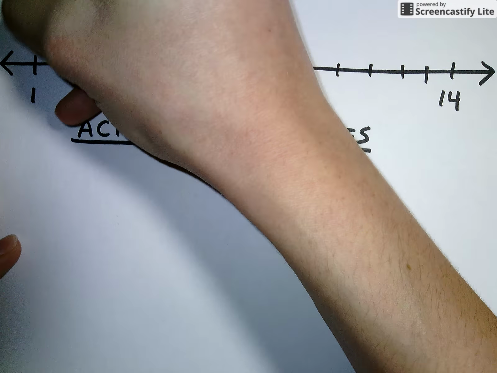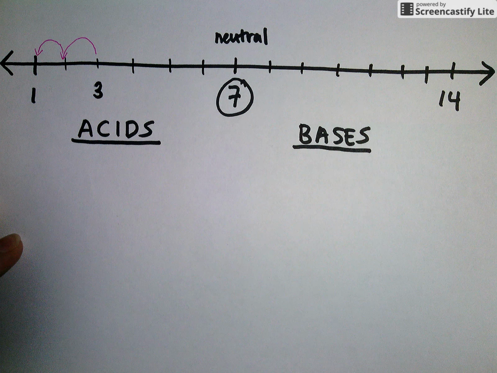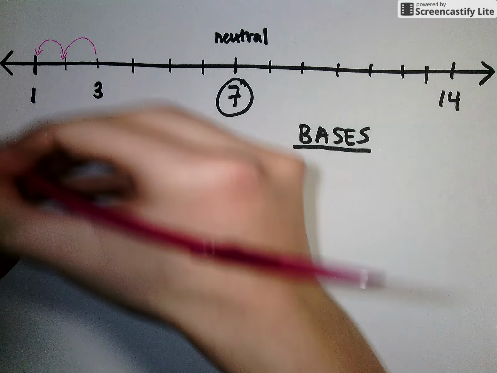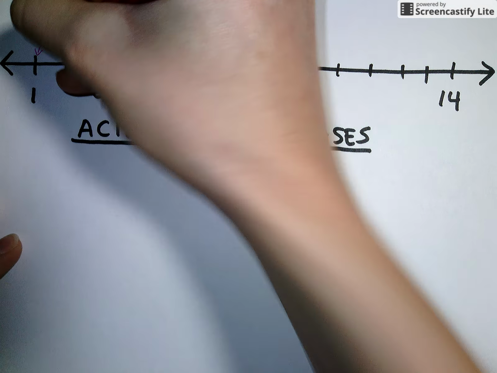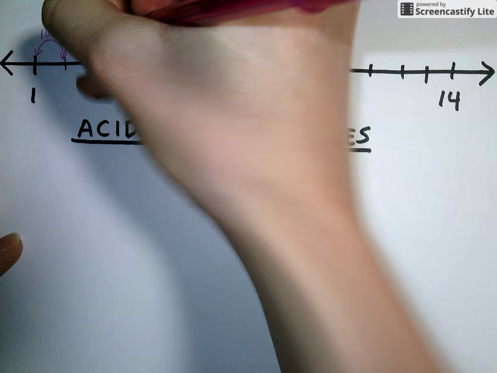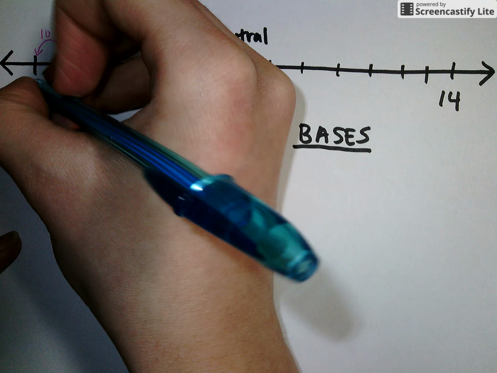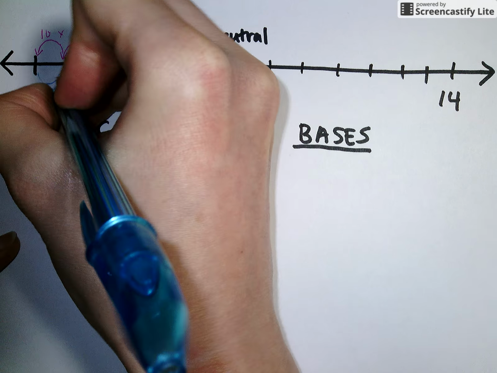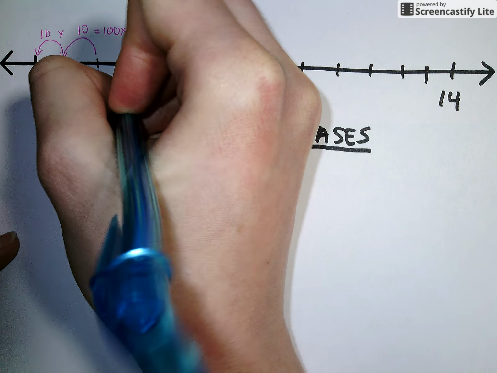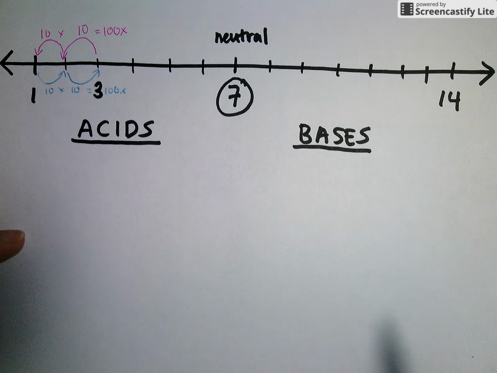If I move from pH 3 down to pH 1, each jump represents something becoming 10 times more acidic. So what we really have is 10 times 10, a solution that is 100 times more acidic than vinegar. If you move in the opposite direction, of course, you're going to get something that is 10 times 10, or 100 times less acidic. You can do this jumping anywhere along the pH scale to figure out exactly how much more or less acidic something is.